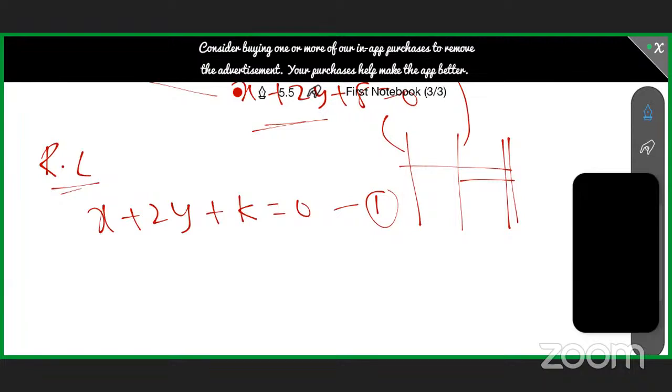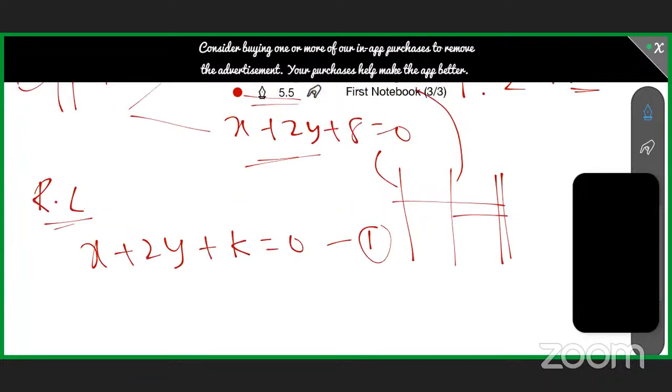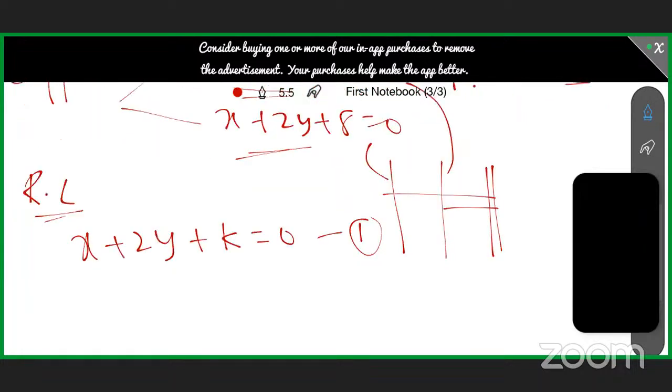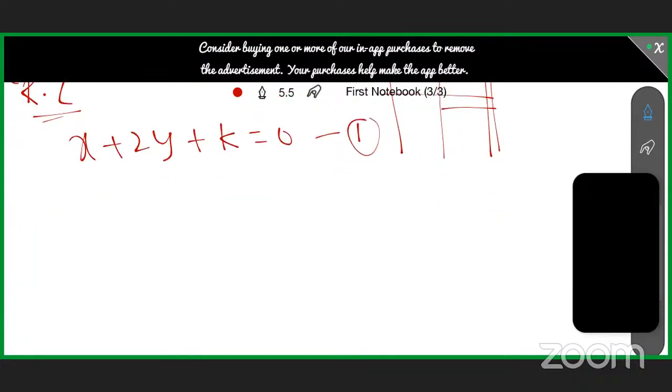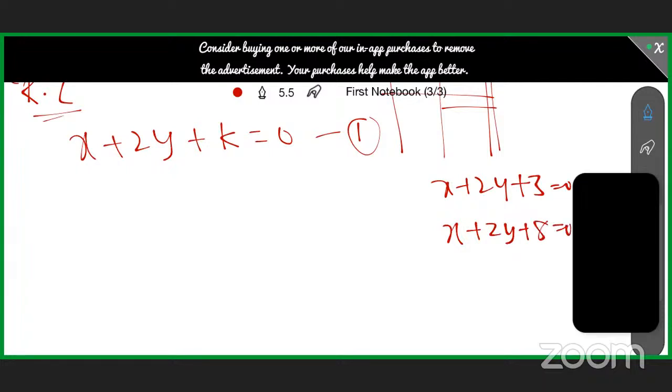I'll write the equations once again here for our easy understanding. The line equations given are x plus 2y plus 3 is equal to 0 and x plus 2y plus 8 is equal to 0. So the distance of these two lines and the required line is dividing in the ratio 1:2. So I'll take these two, then I'll take the ratio of distances.